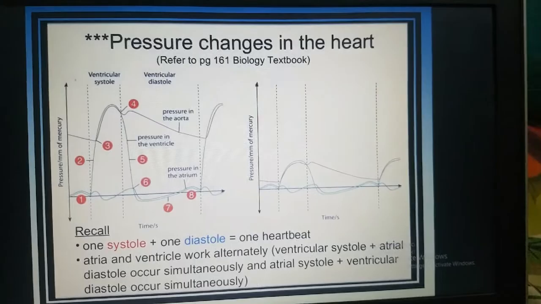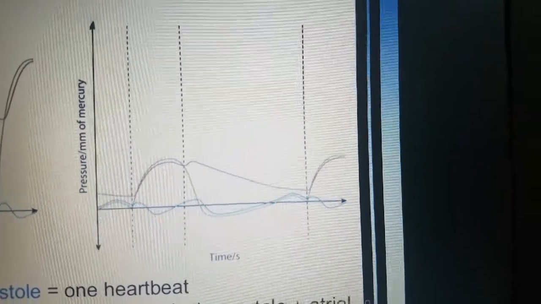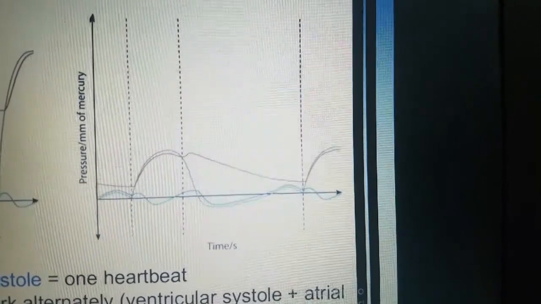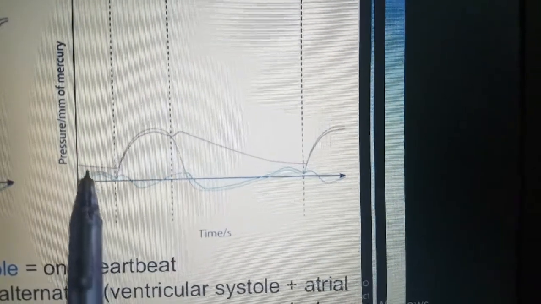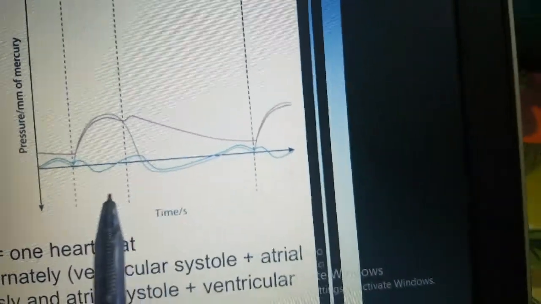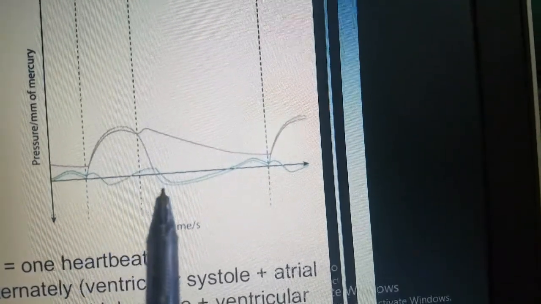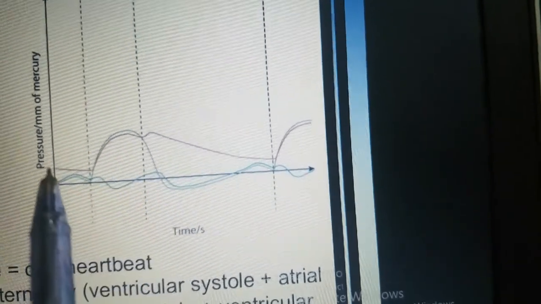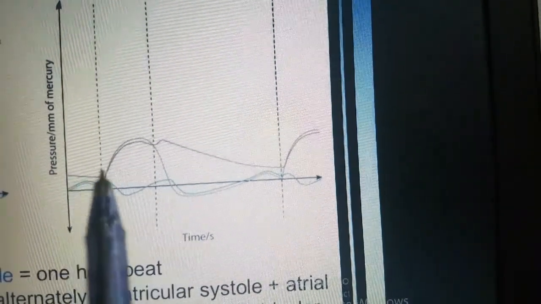Now, coming back to pressure changes in the heart, that is the actual cardiac cycle, we have to have a look at this part. Here we have a blue colored line which shows pressure. This is the pressure in the atria. This next line depicts pressure in the ventricle. And this light purple line represents pressure in the aorta.